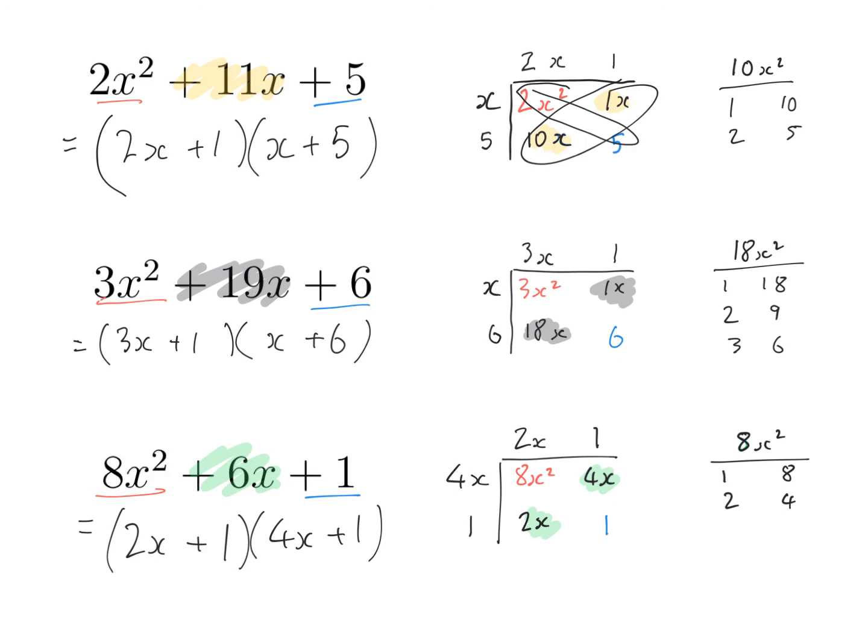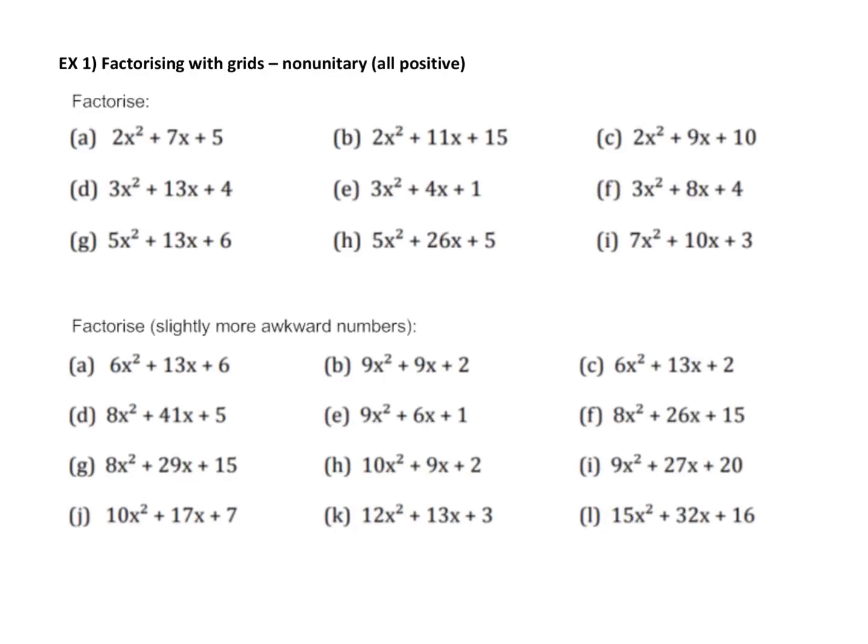Right, the task I've left for you is on the next page. You should have this worksheet, exercise 1, and it's just a selection of these different questions. So as I did on the previous slide, set up a grid, think about what your factors are going to be. So here you'll be thinking about factors of 10. Here you'll be thinking about factors of 30, factors of 20, and so on. The numbers get a bit more awkward towards the bottom, but just do your best with it.